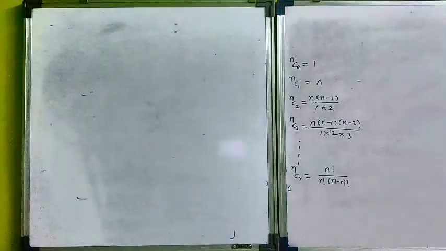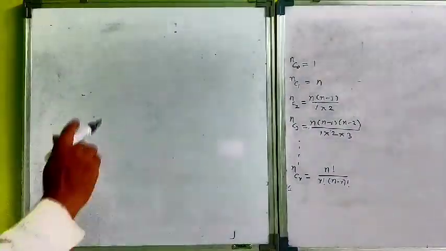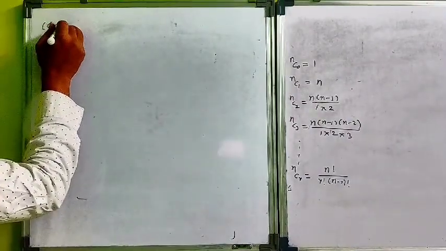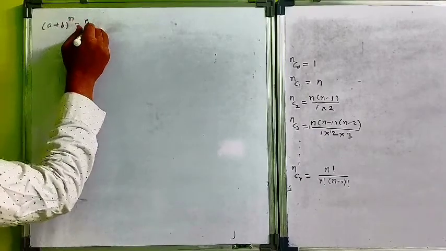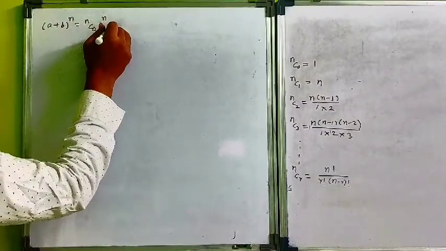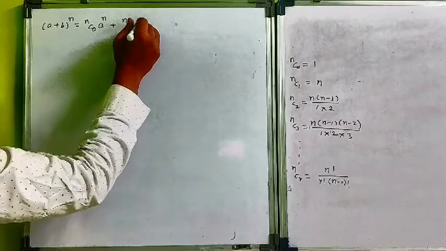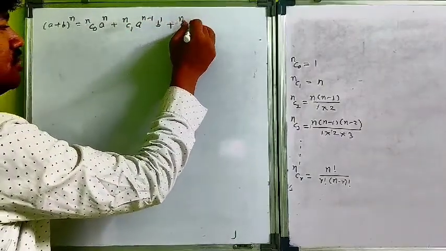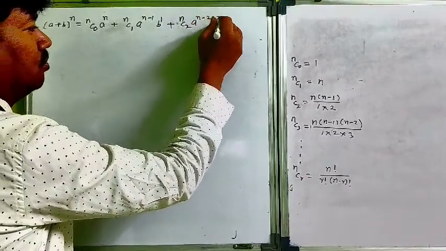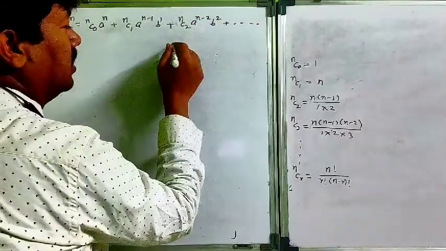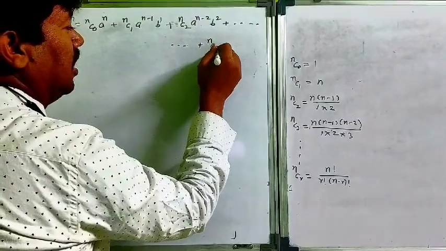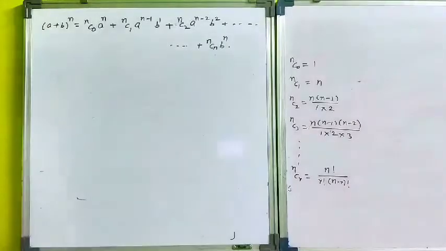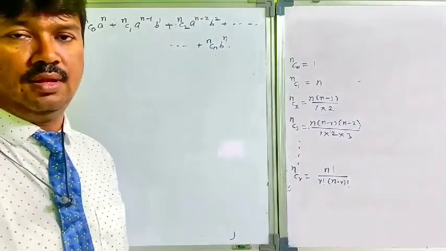So what's the binomial formula here? The binomial formula is A plus B raised to n is NC0 A raised to n, plus NC1 A raised to n minus 1 B raised to 1, plus NC2 A raised to n minus 2 B raised to 2, like this, up to NCn B raised to n. This particular expression is called the binomial theorem.